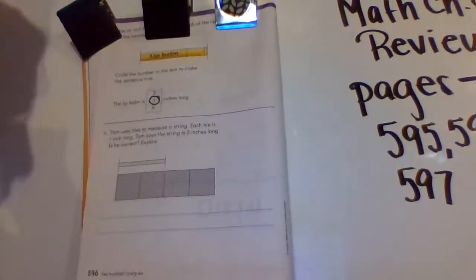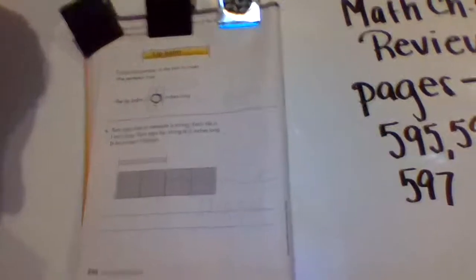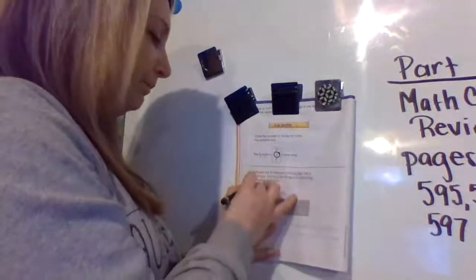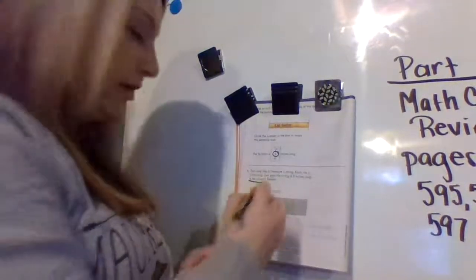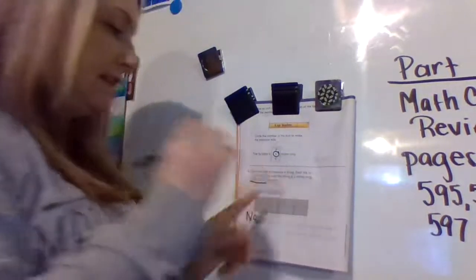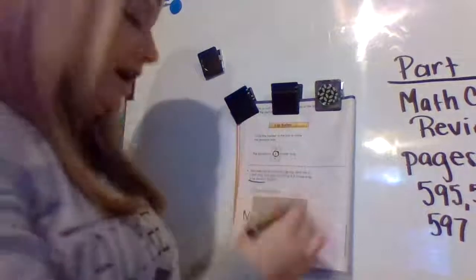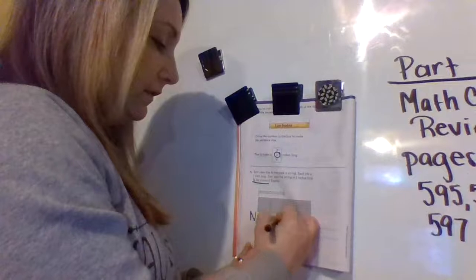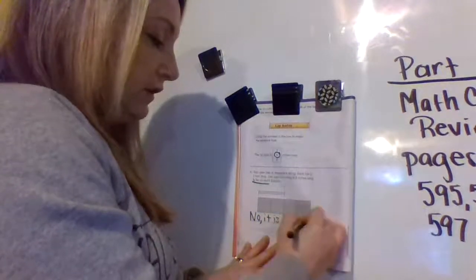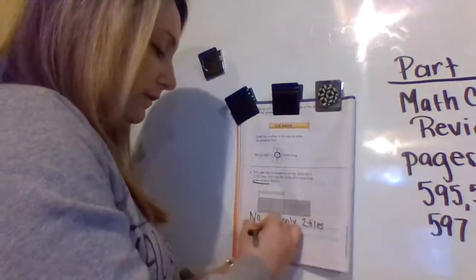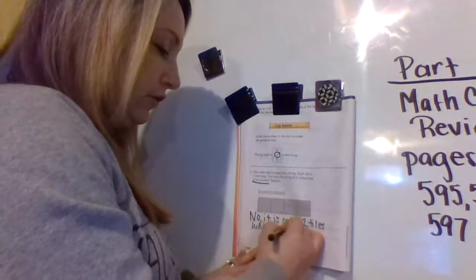So was Tom correct when he said it was 3 inches long? No, he was not correct. It's actually only 2 inches long. So you want to make sure you answer the question. It says, is he correct? We've got to answer that part of the question. So no, he is not correct. So write down no. And it says to explain why he's not correct. And the reason he's not correct is it is only 2 inches long. It's only 2 tiles, which is equal to 2 inches.